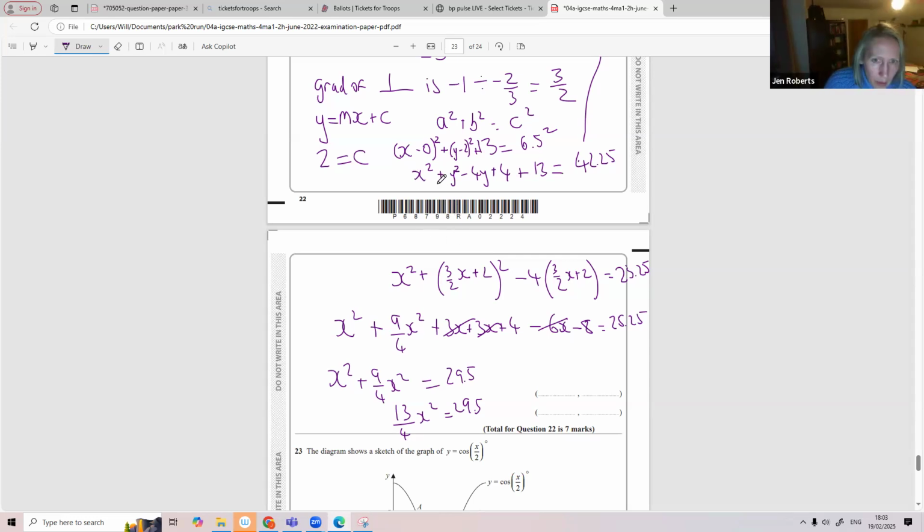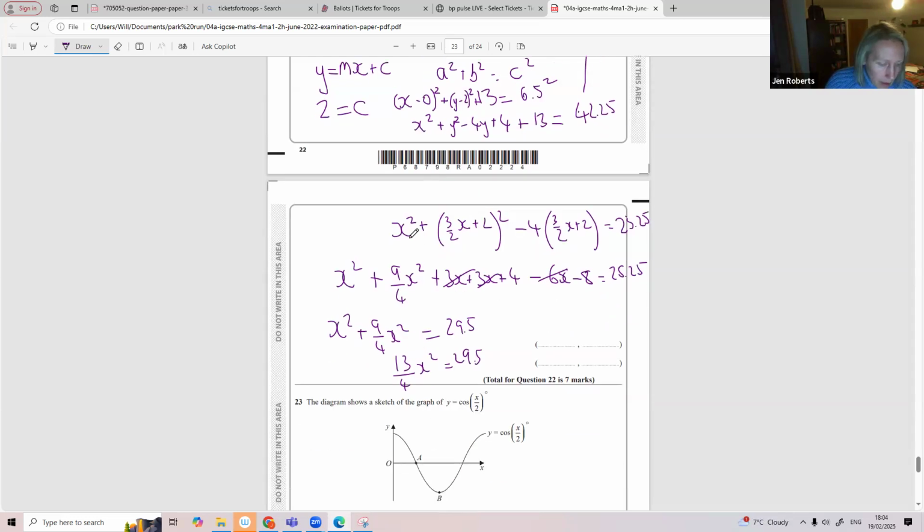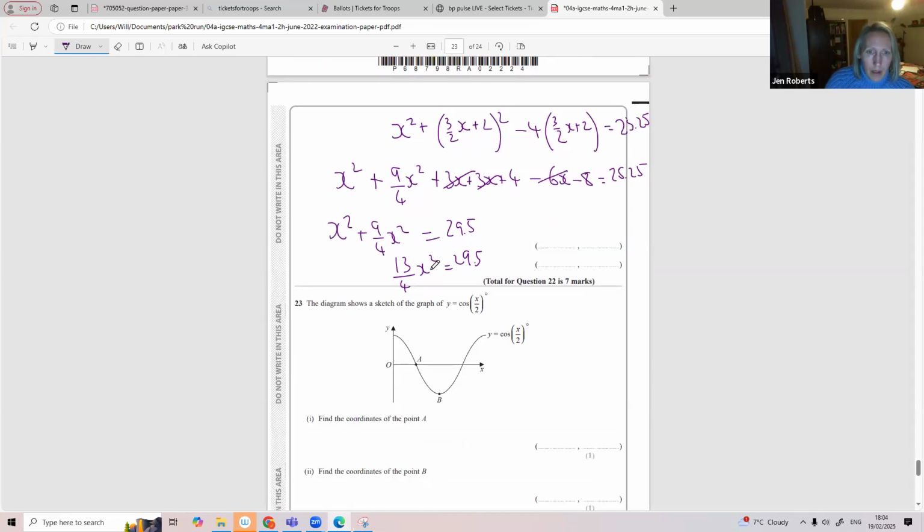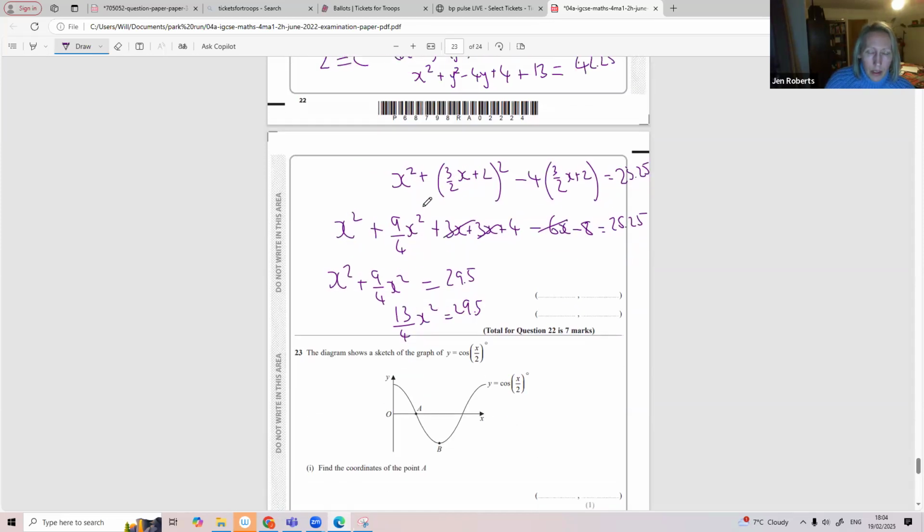X squared, add y squared, minus 4y plus 4. Right, okay. No, that's absolutely correct there. So x squared, add 3 over 2x plus 2 all squared. Minus 4, yes. Yeah, that's also fine. 3 over 2 times 3 over 2 is 9 over 4.